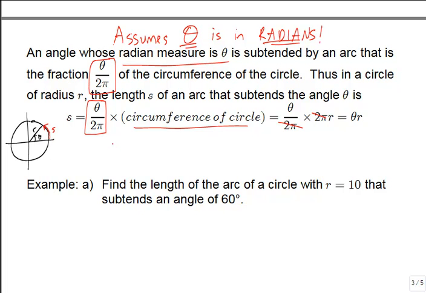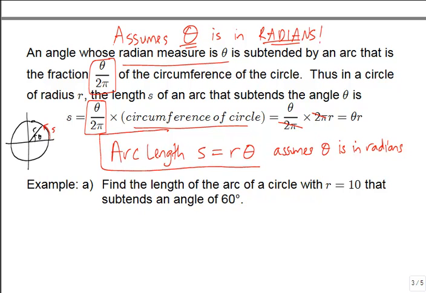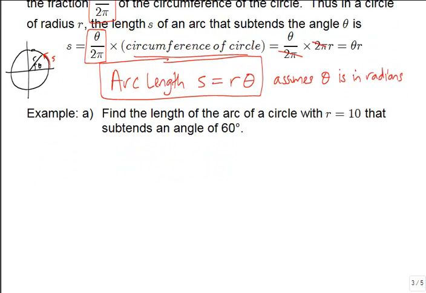So here's our formula for arc length. The arc length of a circle, s, is the radius times the angle theta. And this assumes that theta is in radians. This formula is not true if you are using a theta that's in degrees. So arc length of a circle, s, is equal to r theta. So let's put this into practice.